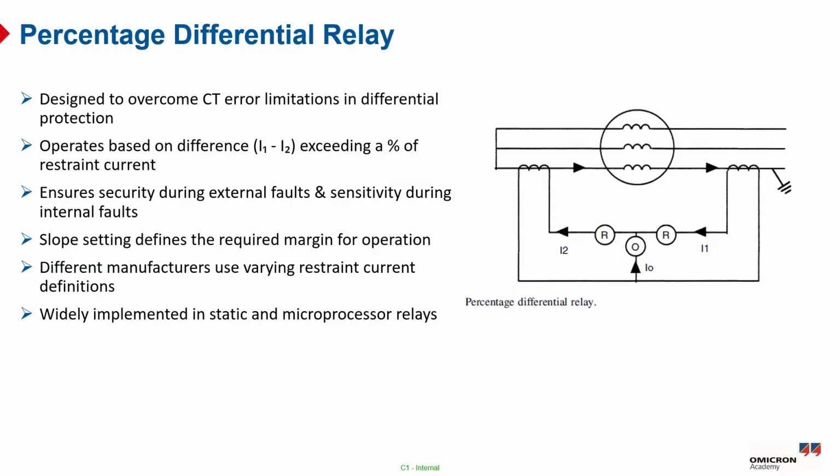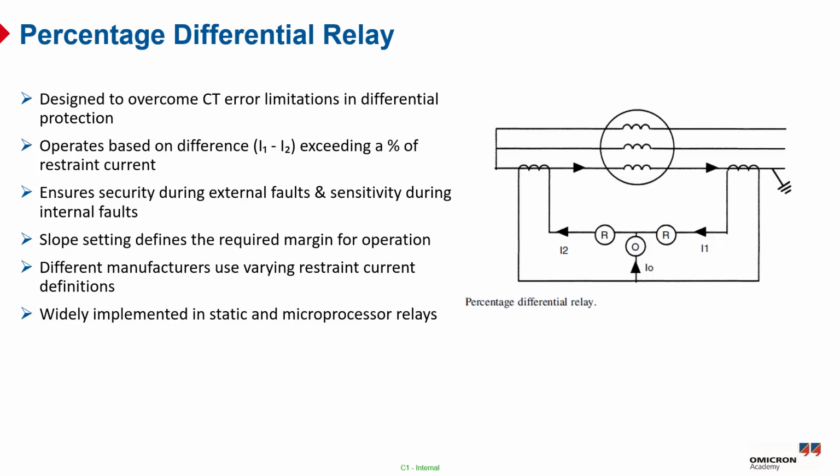Here is the percentage differential relay, and the main advantage of percentage differential relays is, first, that it's designed to overcome the CT error limitations in the differential protection. The traditional differential schemes can misoperate under external high current faults due to CT saturation. Percentage differential relays were developed to add a stabilizing element that prevents such mal-operation. Also, the relay measures the current imbalance and compares it to a threshold proportional to the total current flowing. Only if the differential current exceeds this threshold will the relay issue a trip command. Additionally, the principle ensures that the relay remains stable, and doesn't trip, during external faults with CT errors, while still detecting and responding quickly to internal faults.